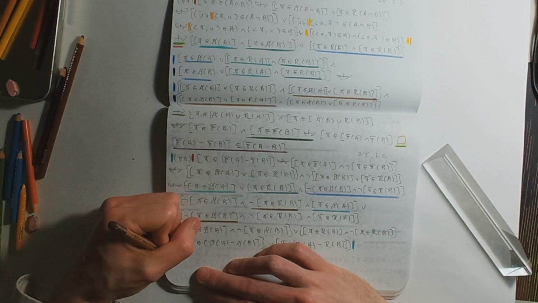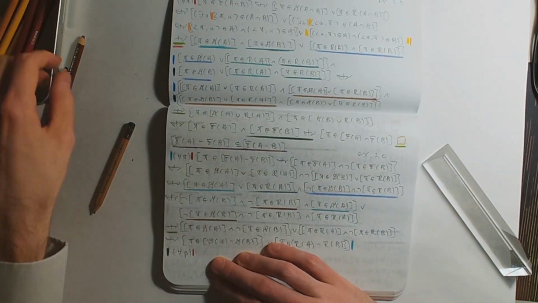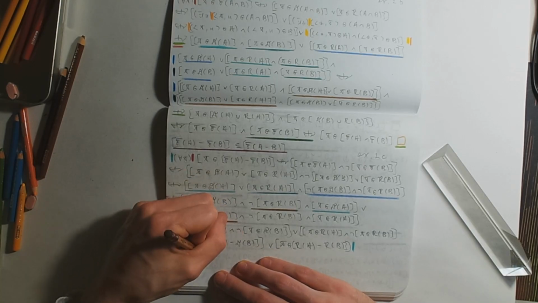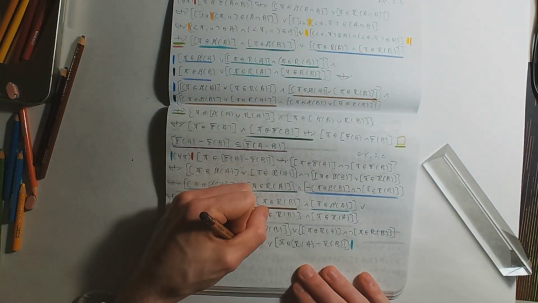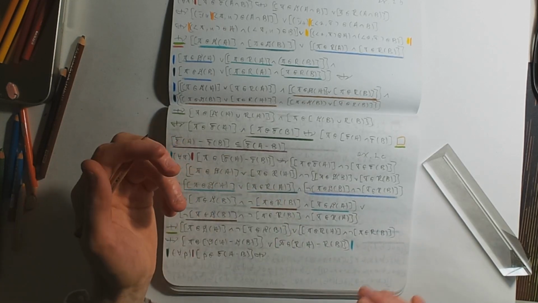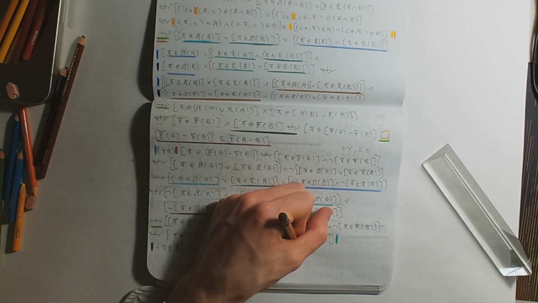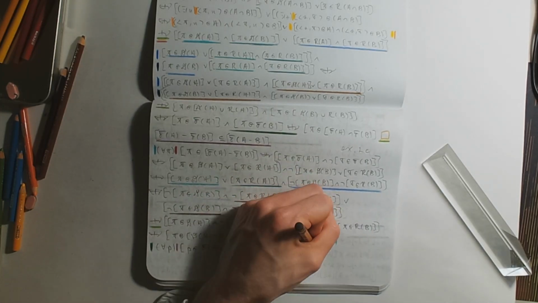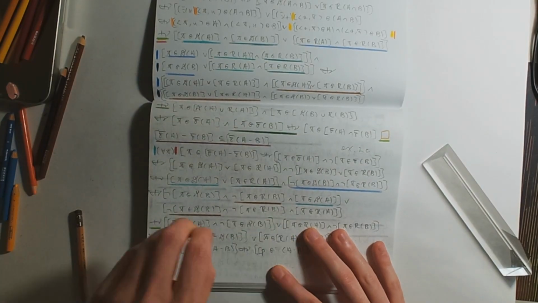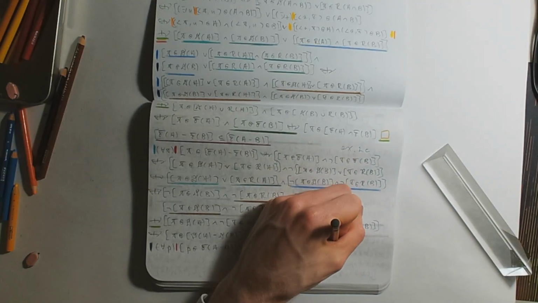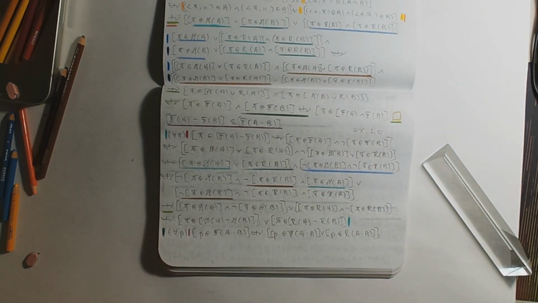For all P, P is an element of the field of A minus B is interderivable with the expression P is an element of the domain of A minus B, or P is an element of the range of A minus B. Let's see.